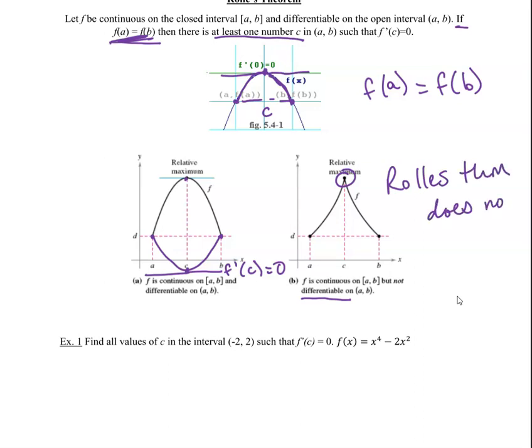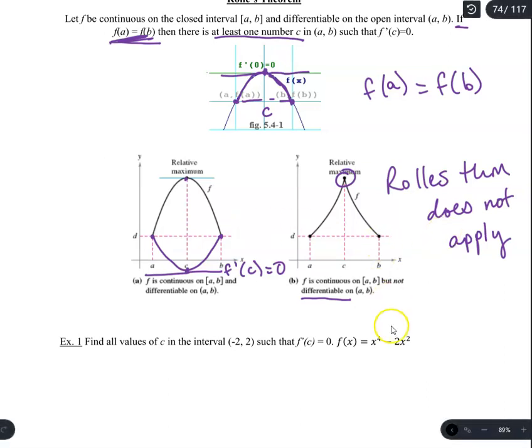Even though the endpoint values are equal, the theorem does not apply. The derivative does not equal 0 at this location because it's not differentiable there. It happened to be at that spot. But either way, there's no place in between a and b here where the derivative equals 0. So let's do an example.